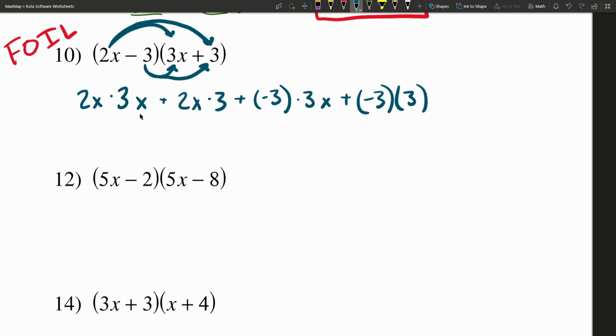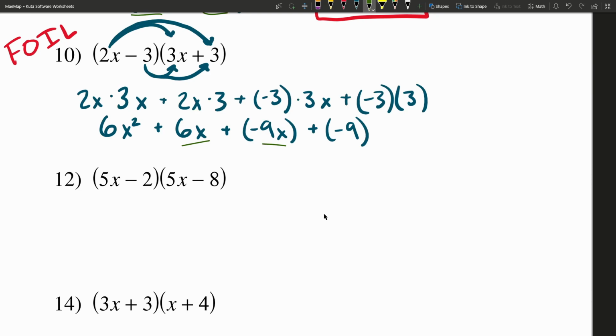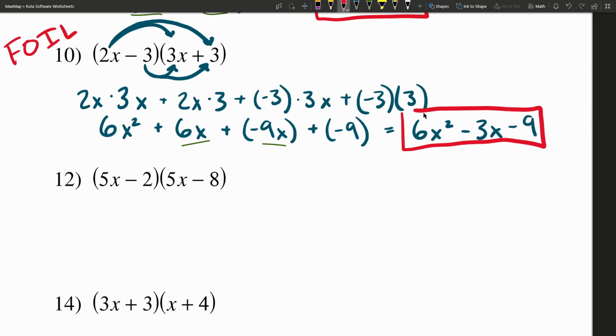So we're going to do 2x times 3x, which is 6x squared, plus 2x times 3, which is 6x, plus negative 3 times 3x, which is going to be a negative 9x, plus negative 3 times 3, which is a negative 9. Now I can write these negatives as subtractions, or I can keep them as adding the negatives, but let's continue to simplify. Because 6x can be combined with negative 9x to give me a negative 3x. So this is going to be 6x squared minus 3x minus 9. And that's our solution for number 10.